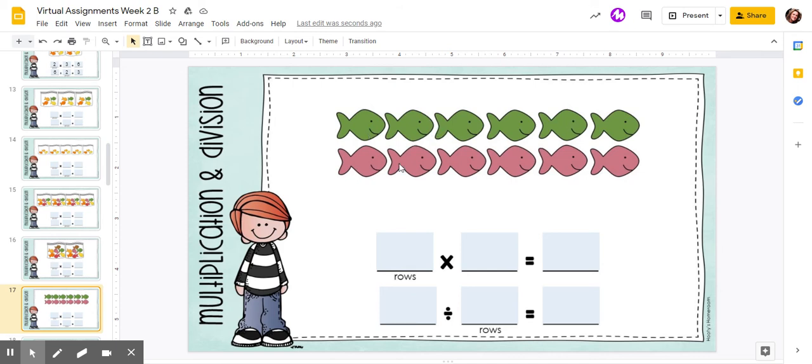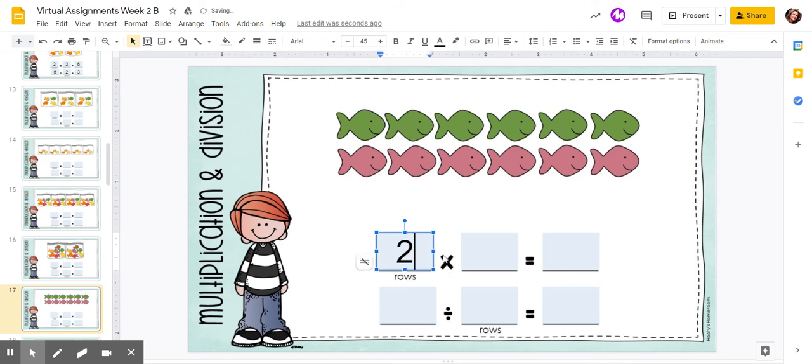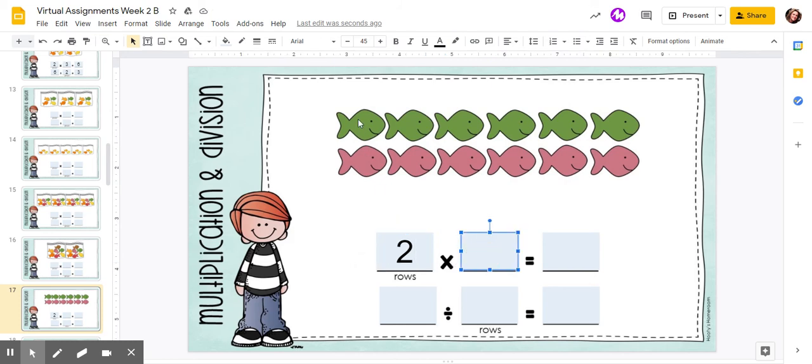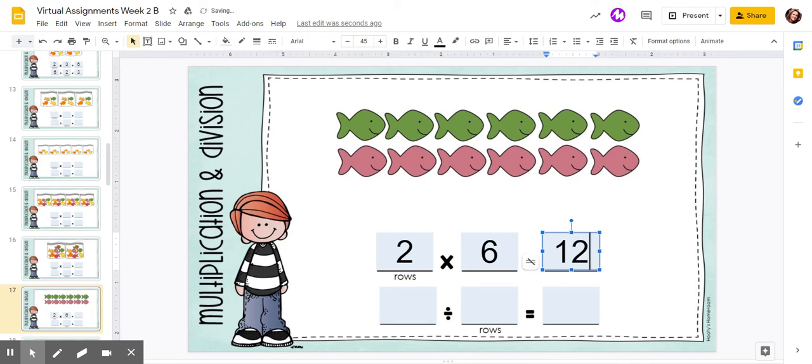Okay, so how many rows do you have? You have 2. So in this first box, you would put 2. 2 groups of, because the multiplication sign just stands for groups of. So 2 times or 2 groups of, and how many are in a row? 1, 2, 3, 4, 5, 6. 2 groups of 6. So part, now whole. How many do I have all together? 12. 2 groups of 6 equal 12.